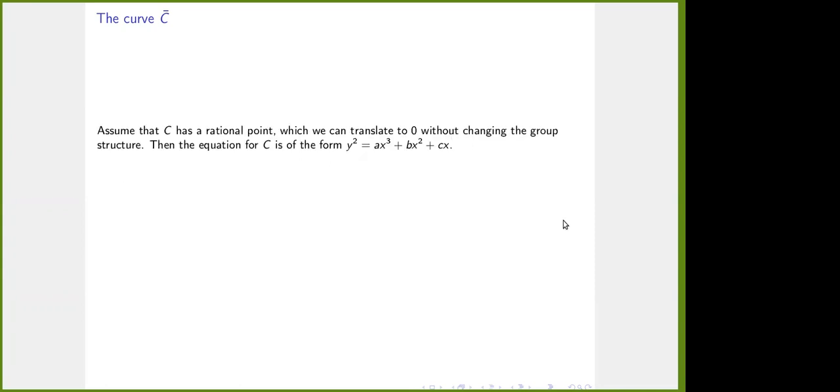So assume that C has a rational point, which you can translate to 0 without changing the group structure. Now, one thing where we are cheating a little bit: I'm assuming that y square equal to f of x, where f of x has a rational root. In general, y square equal to f of x is a cubic. It need not have a rational root.